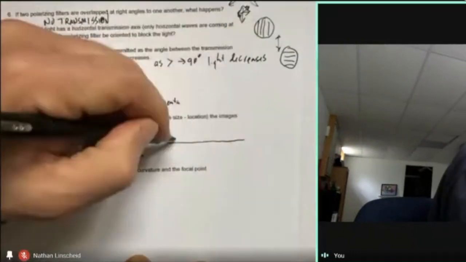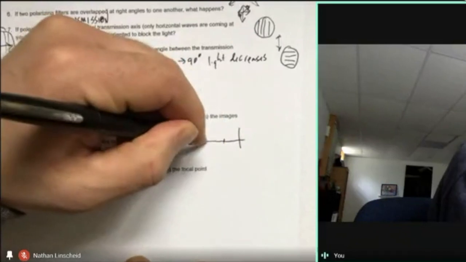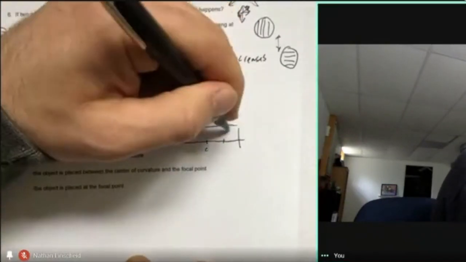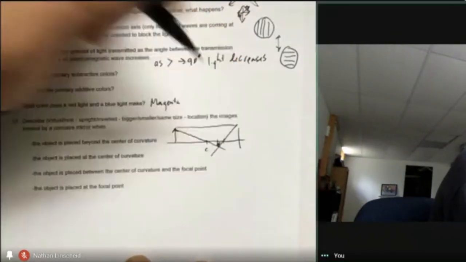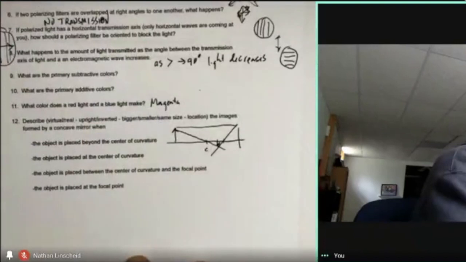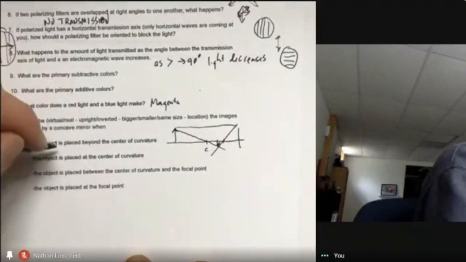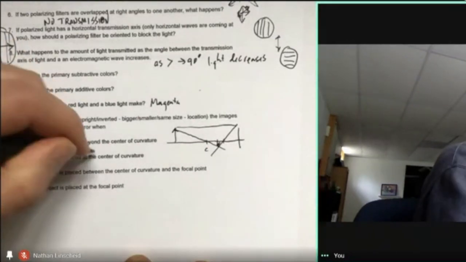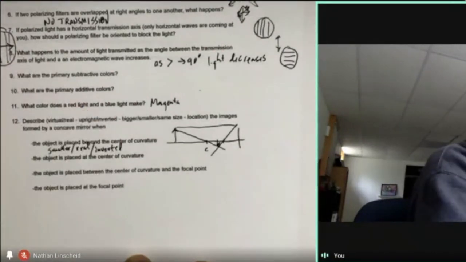Okay, so here's my, say this is the focal point, the center of curvature. Come out here and then there. I'm going to have a smaller, real, inverted image. Now it's kind of redundant to say that it's real and inverted because all real images are inverted.